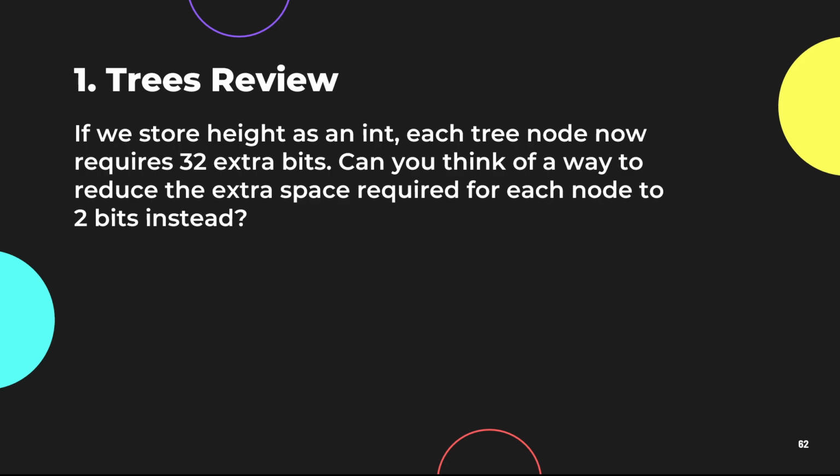If we store height as an integer, each tree node will now require 32 extra bits, because one integer is 32 bits. Can you think of a way to reduce the extra space for each node to be 2 bits instead? Now this is a fun problem. If we store height as an integer, it will be 32 extra bits. How can we just use 2 bits?